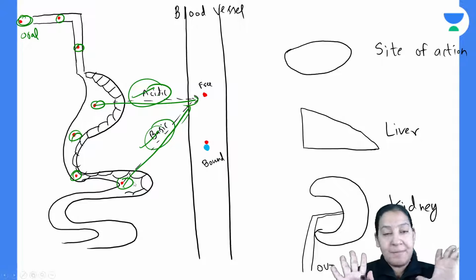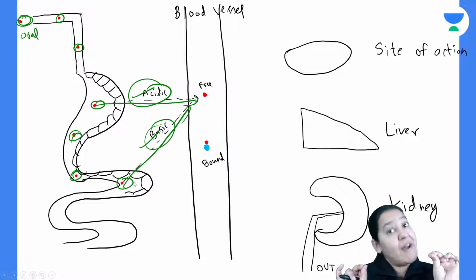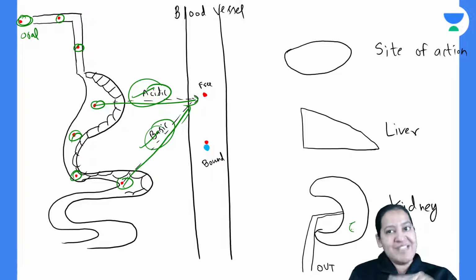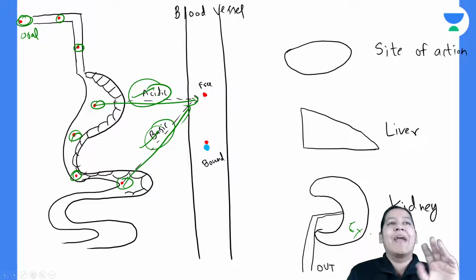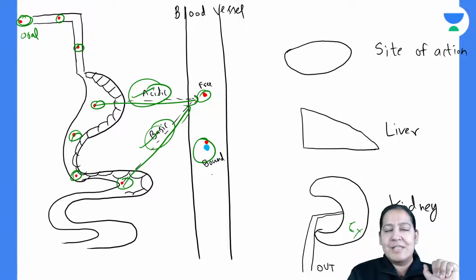By now the concept must be clear to everyone that for absorption, the same pH is required. For excretion, the opposite pH is required. That we will see today in the chapter on excretion. After absorption, the drug is in two forms, the free form and the bound form in the blood. That is the distribution.